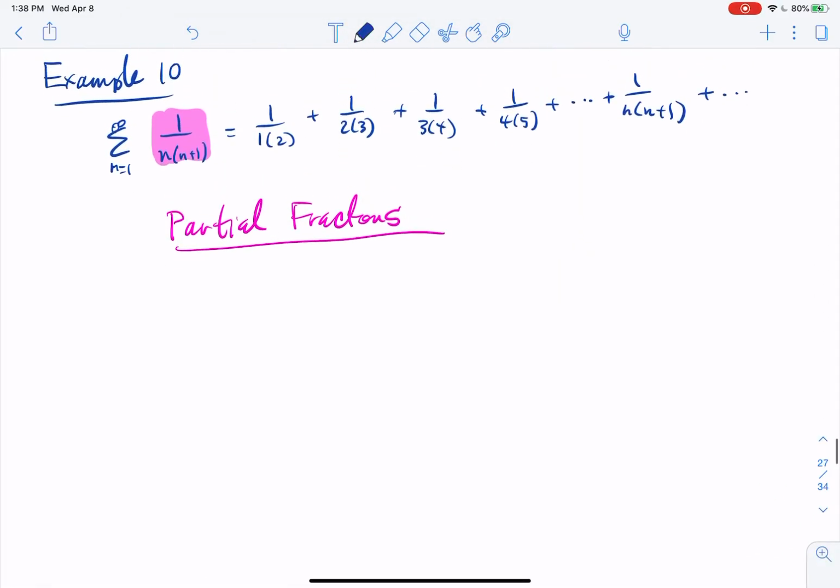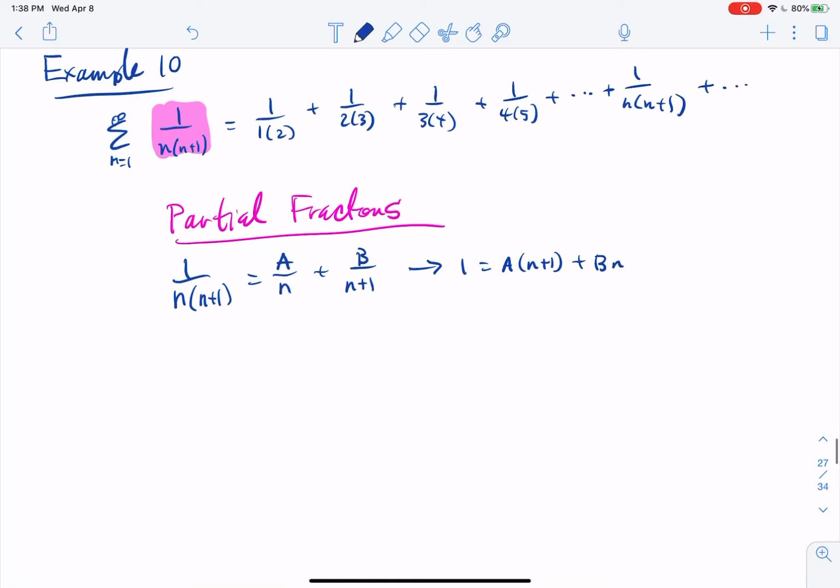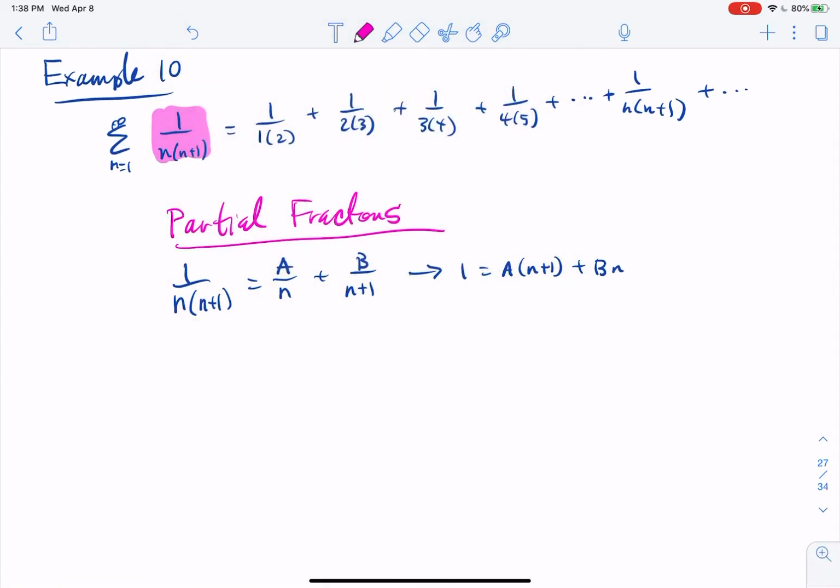I've got 1 over n times n plus 1. Let's make the conjecture that that breaks down to some number A over n plus some other number B over n plus 1. And then if I multiply by the common denominator, I'm going to get the basic equation: 1 is equal to A times n plus 1 plus B times n. Super easy, super simple to do partial fraction decomposition on. We just got to figure out some convenient values for n.